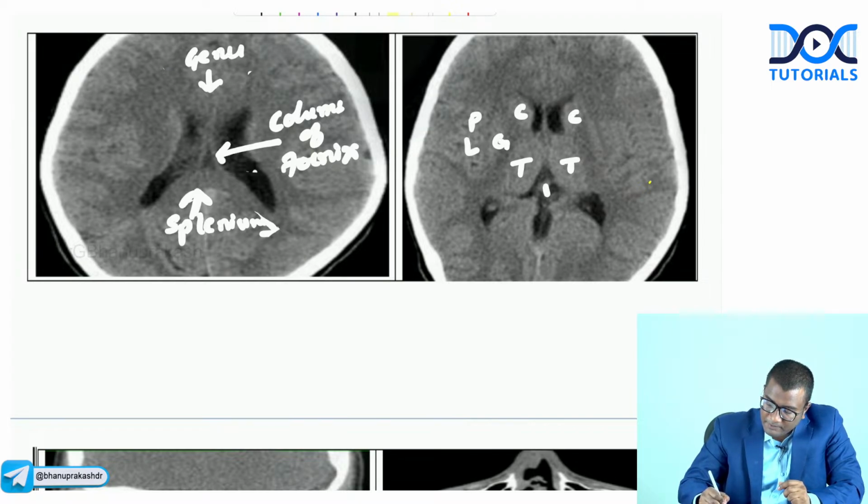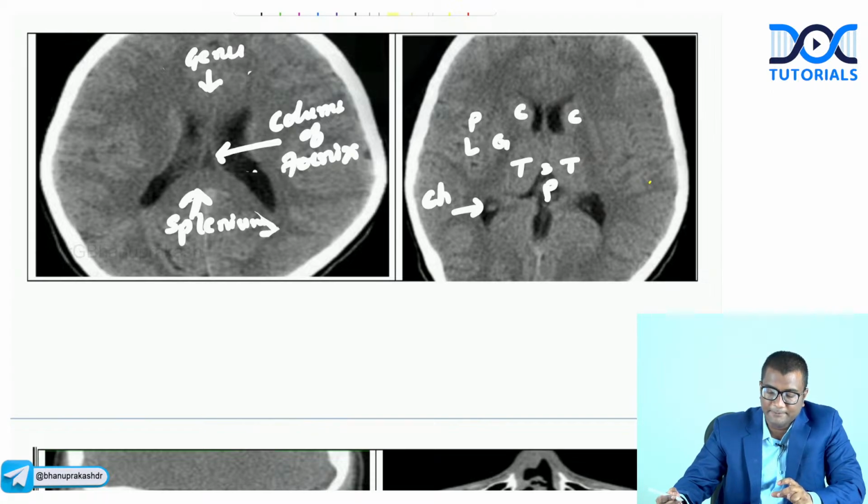This is your pineal gland, just posterior to the third ventricle. This gap is the third ventricle. These are your choroid plexus, right? So that is how they have different parts of the basal ganglia. I hope you can get it.